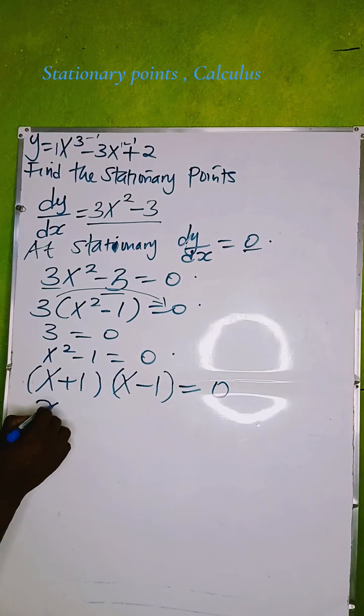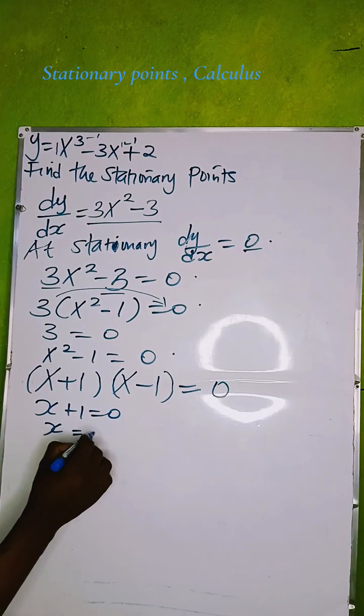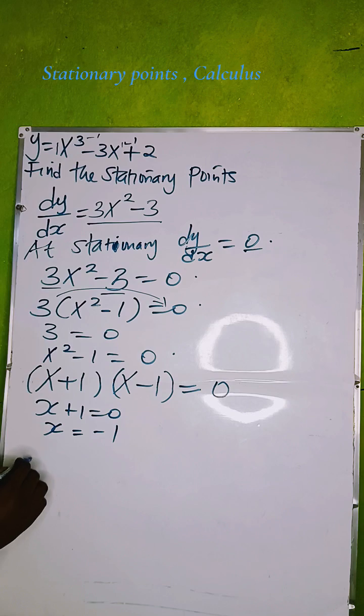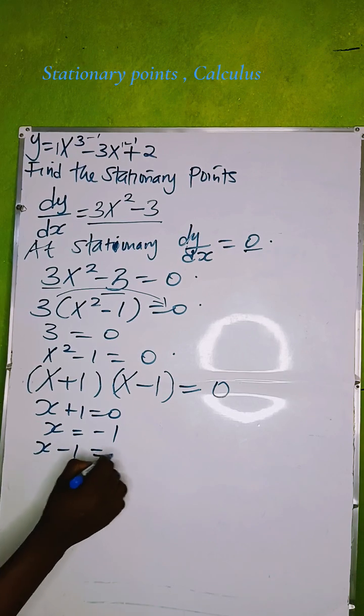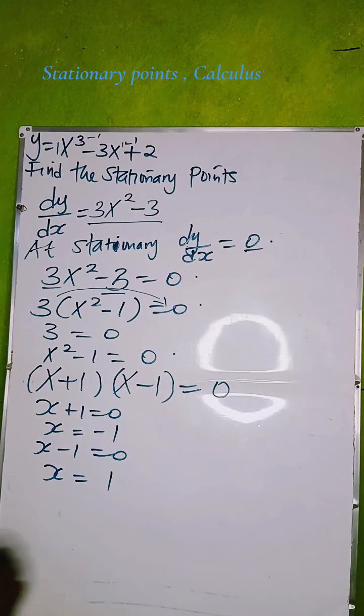So that means x plus 1 is equal to 0. Therefore, x is equal to negative 1. X minus 1 is equal to 0. Therefore, x is equal to 1. So we have 2 points. That is 1 and negative 1. So we want to get the point whether they are maximum or minimum.